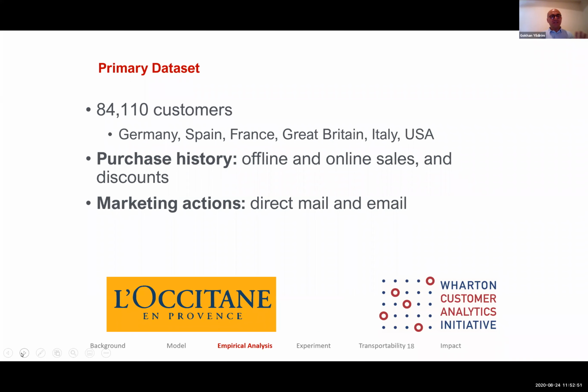Okay. So these are the dataset characteristics we used in this project. The dataset had more than 80,000 customers in 6 countries: Germany, Spain, France, UK, Italy, and US. We had access to purchase history data for online and offline sales and discounts. About marketing actions, we had the variables direct mail and email campaigns, just for you to have an understanding of what kind of data set we had in this project. So let's move on.